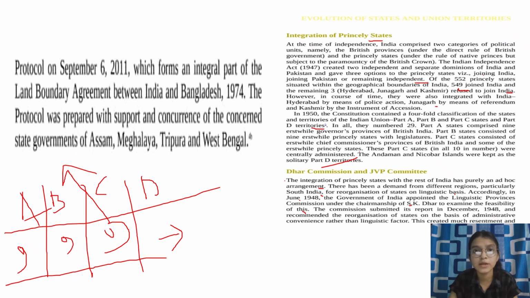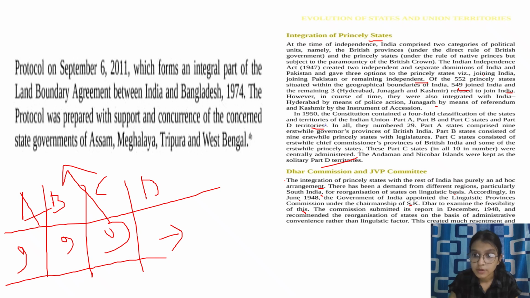People were not happy with the classification made by the government, and they were asking if the states could be reorganized on a linguistic basis. So to inquire into that, a commission was made, whose chairman is S.K. Dhar, and they were there to check the feasibility of dividing the state on linguistic basis.